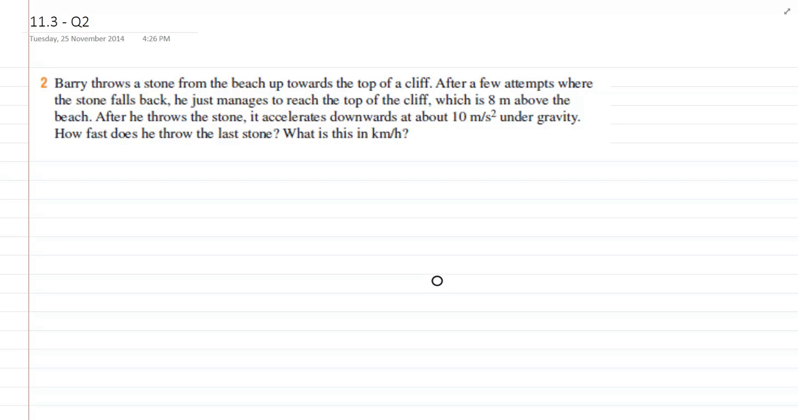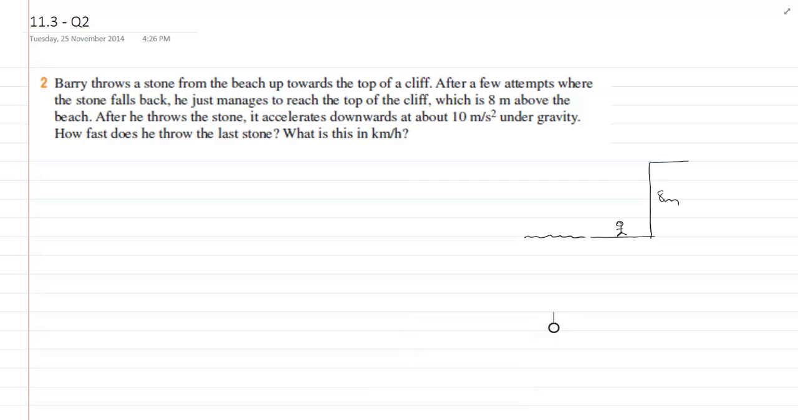11.3, question 2. Barry throws a stone from the beach up towards the top of a cliff. So let's draw a cliff. Beautiful drawing here. Here's the ocean. And Barry's standing down the bottom here. There's an assumption already. The cliff is 8 meters tall.